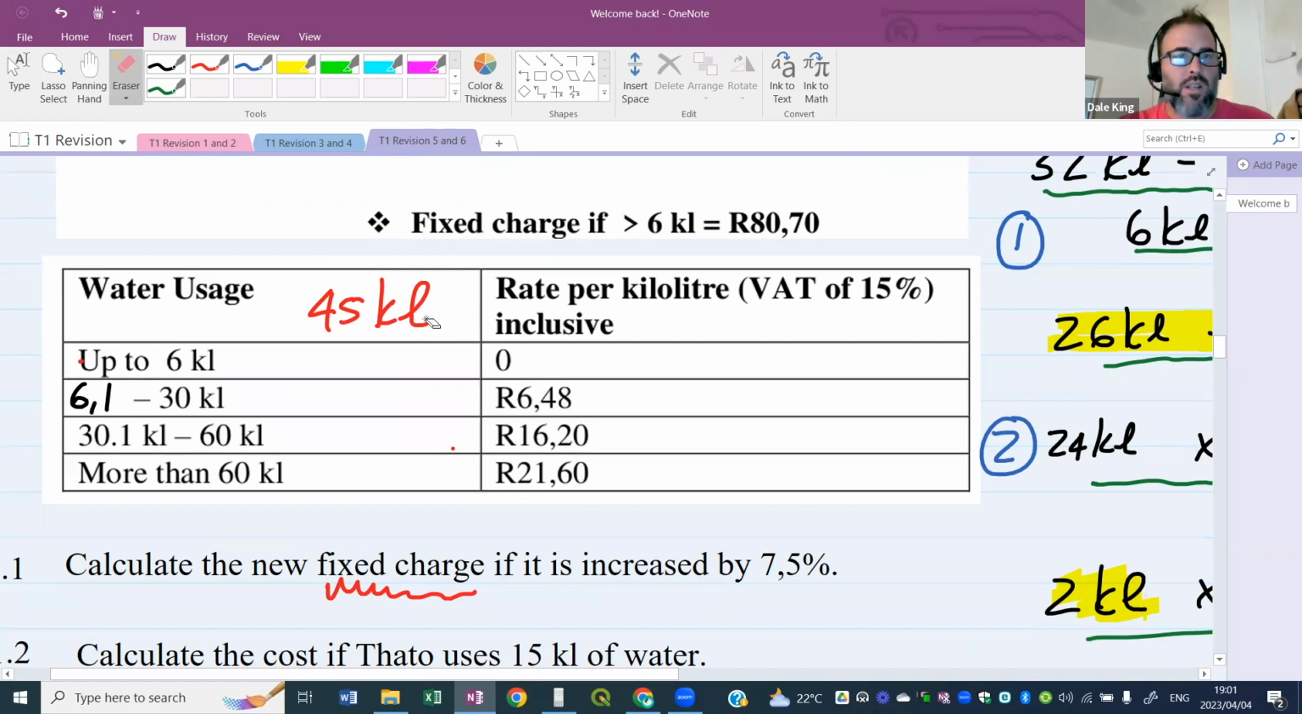Okay, so let's try this with 45 kiloliters. I'm going to write the values in here again. So this is 6 kiloliters. This is 24. And this is 30. There's 30 in there. All right, take a screenshot.